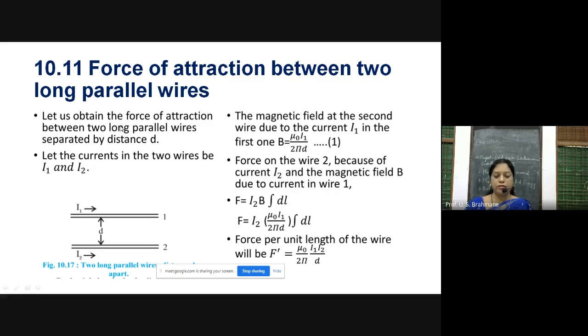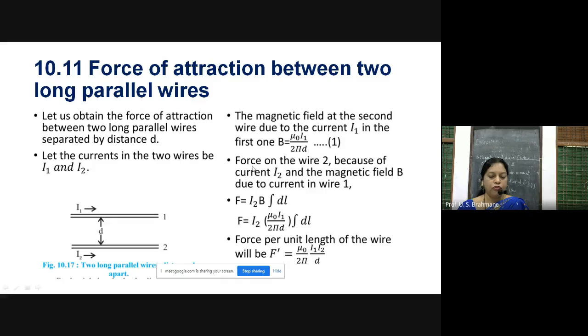So now see here, we'll just derive this equation. Let us obtain the force of attraction between two long parallel wires separated by distance d. Now let the currents in the two wires be I1 and I2. The magnetic field at the second wire due to current I1 in the first one, we know this equation, B is equal to mu 0 I1 upon 2 pi d.